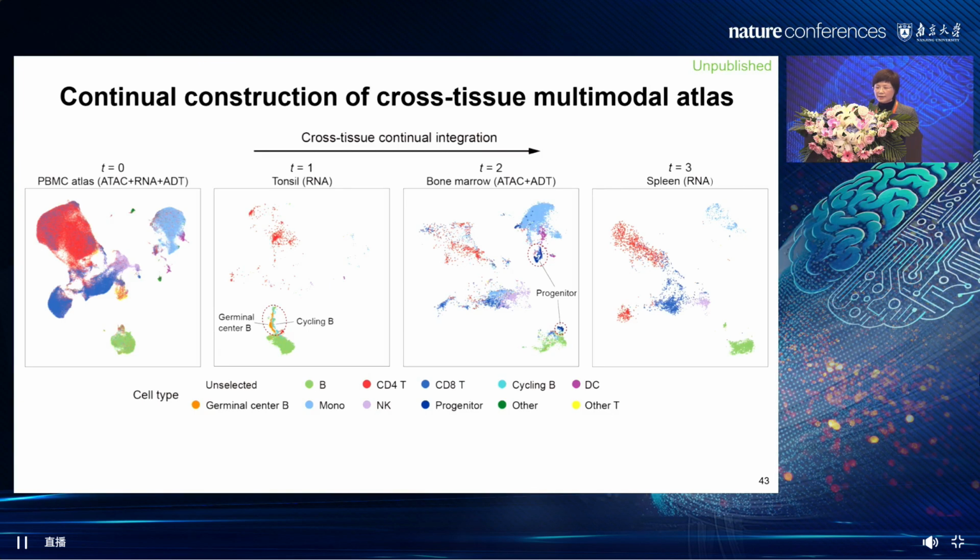Miracle enables the continual construction and refinement of large-scale atlases, even across different tissues. Starting with our comprehensive PBMC atlas, we sequentially integrated data from torso, bone marrow, and the spleen. Miracle effectively incorporates these diverse datasets, aligning shared cell types while correctly positioning tissue-specific populations like germinal center B cells in the tonsil or progenitor cells in the bone marrow as distinct clusters.